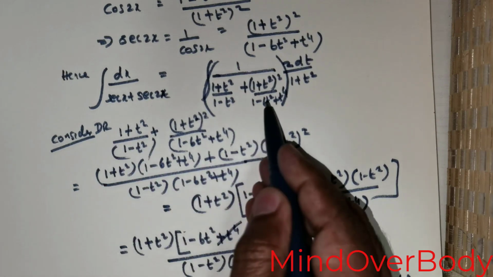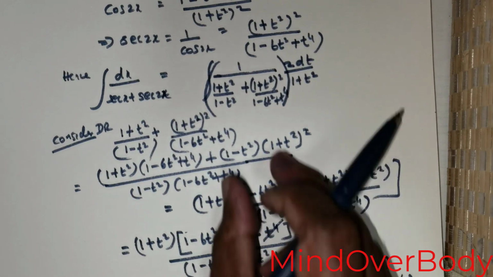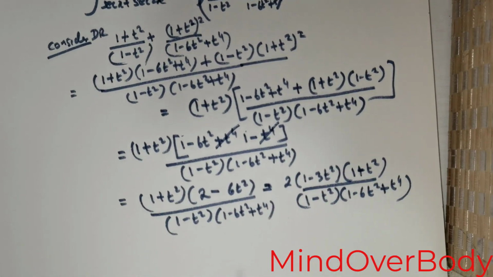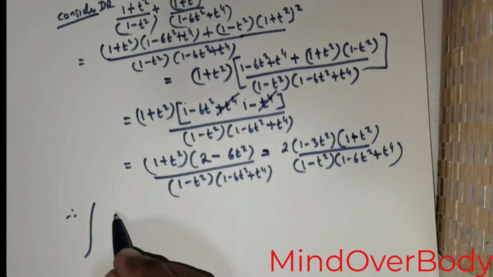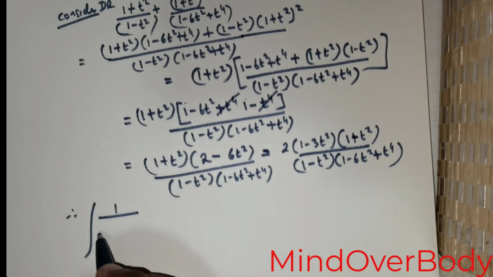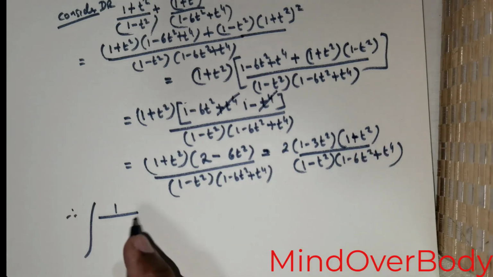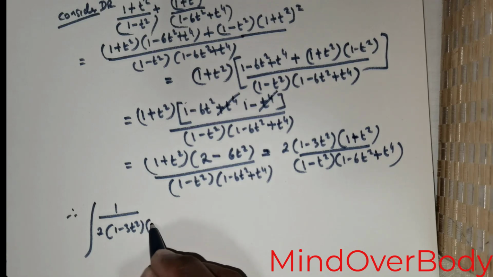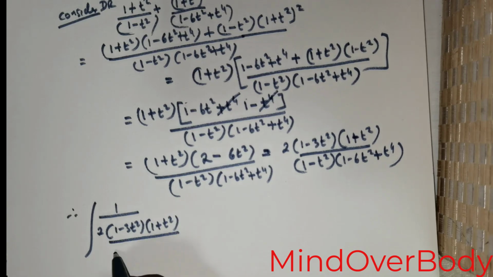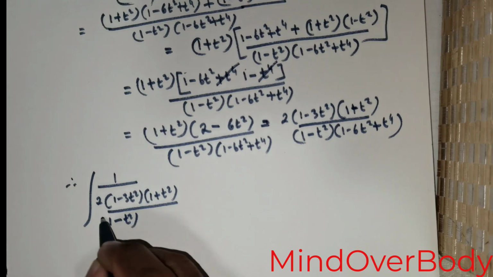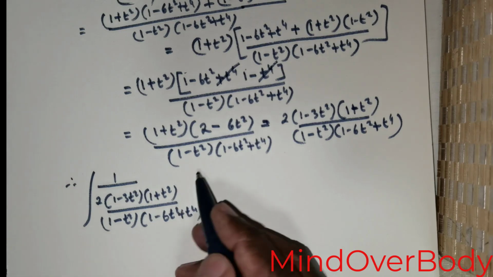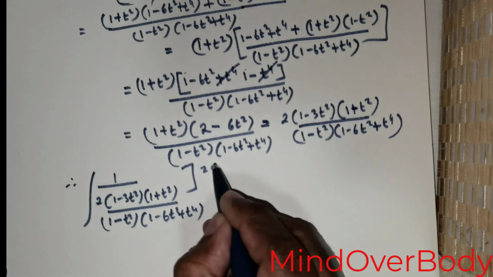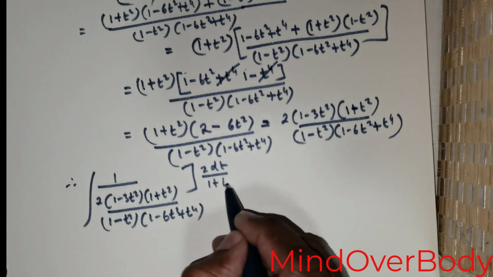emanating from the denominator. What have we got? So now what we need to do, we need to take this entire thing and substitute it here. So I'm going to rewrite it. Therefore the integral, I've got 1 over this entire quantity. I'm going to substitute this entire quantity here: 2(1 − 3t²)(1 + t²) divided by (1 − t²)(1 − 6t² + t⁴). Of course I've got the quantity 2 dt divided by (1 + t²).